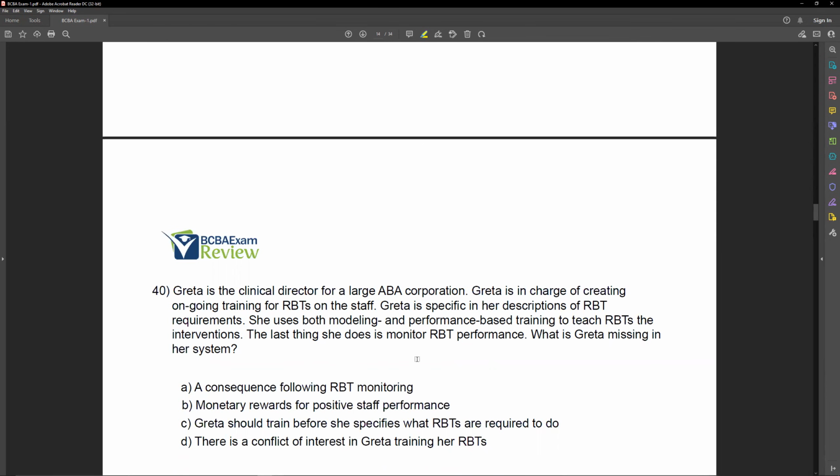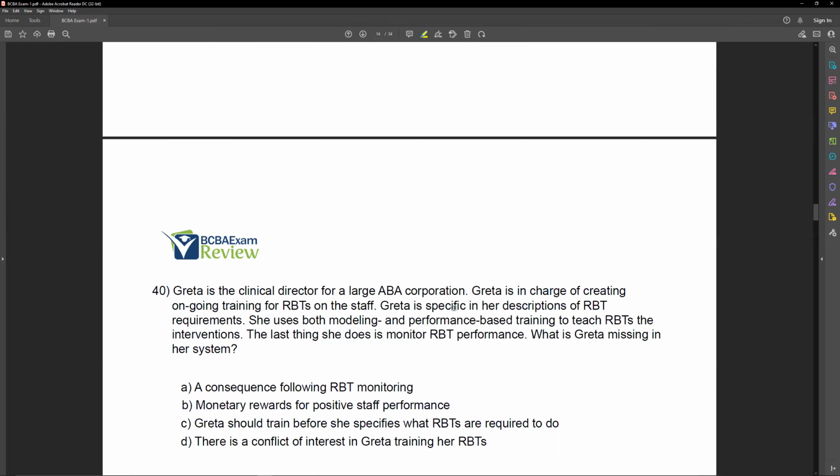This is a supervision question, a training question, right? Remember, training should be done using ABA principles. So what did Greta do? Well, Greta did what she was supposed to do, right? She set specific goals and descriptions. She modeled and trained the RBTs. She monitored RBTs for performance. What is missing? What comes after performance? What do we need to do?